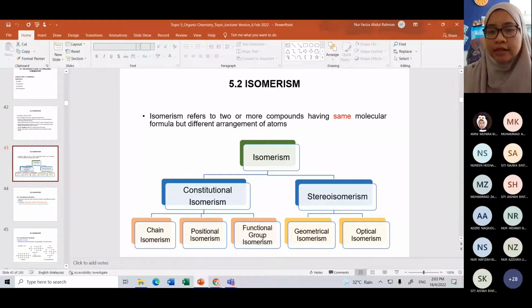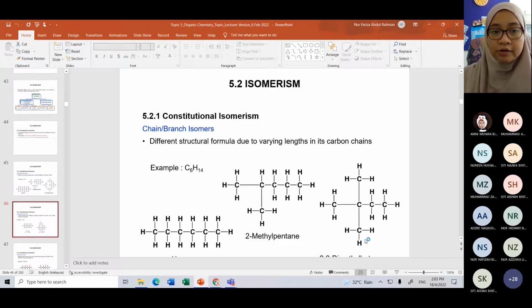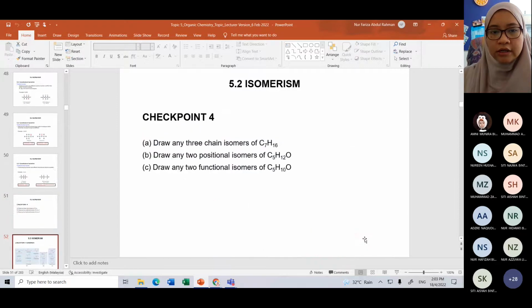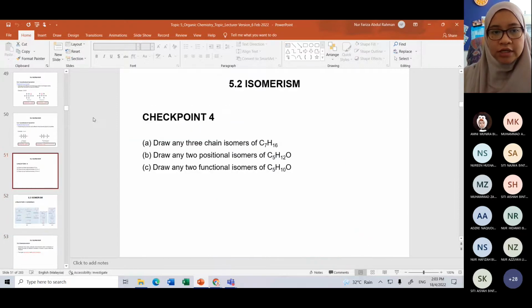The other type of isomerism is known as stereoisomerism. For stereoisomerism, we have two types: geometrical isomerism and optical isomerism. For constitutional isomerism, we have one checkpoint that I have asked everybody to complete, and we will discuss the answer today.